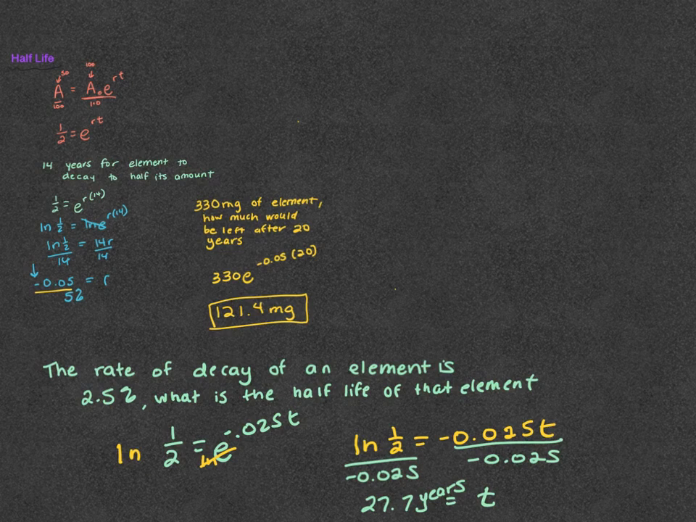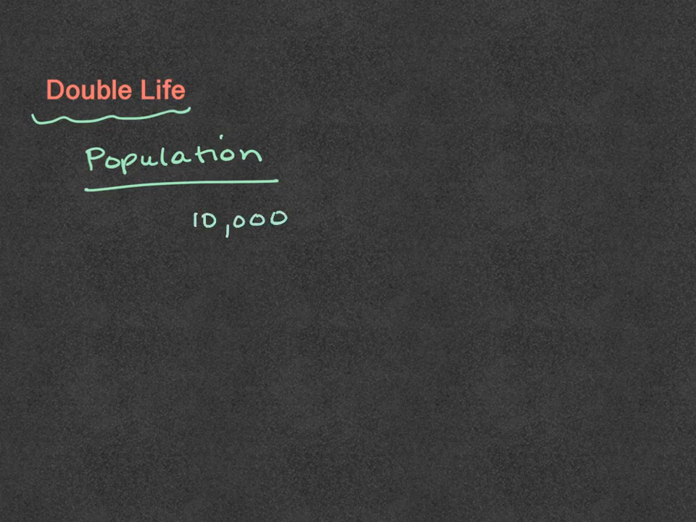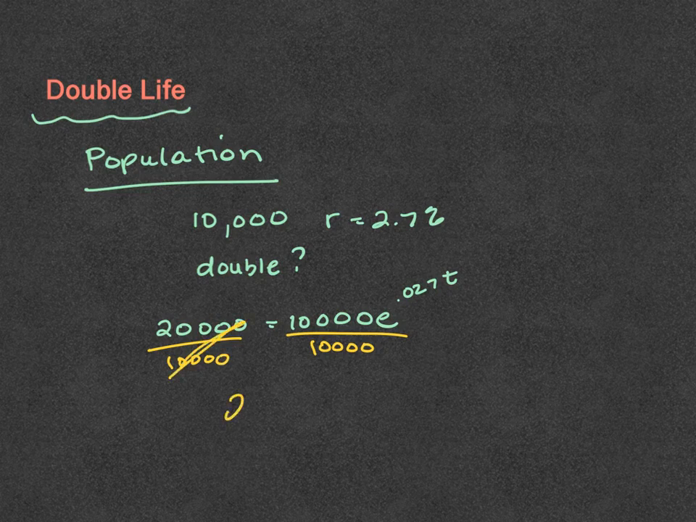All right, that's a little glimpse into half-life. Now let's say we're looking at the double life. And a lot of times this deals with population. So again, if it said something has a population of 10,000 and it grows at a rate of 2.7%, how long would it take to double? So I would know it's 20,000 on the left, 10,000 on the right, e to the r, which would be 0.027 times t. Now, my first step is always going to be to divide by the initial amount, and because it's doubled, this side will always be 2.